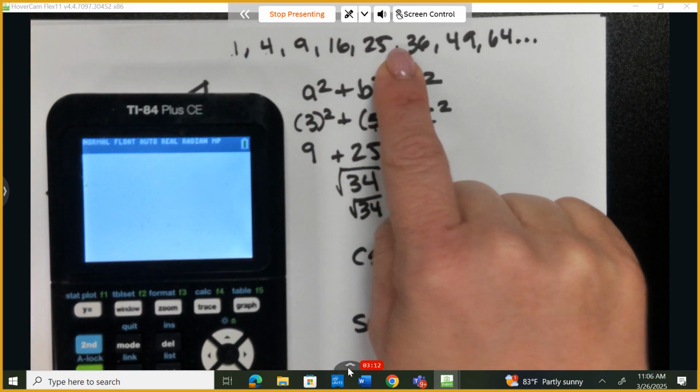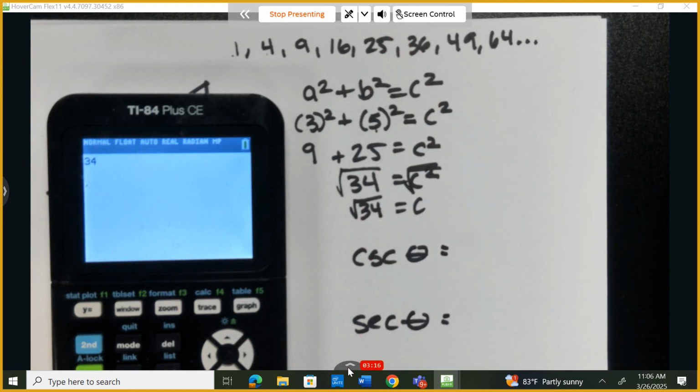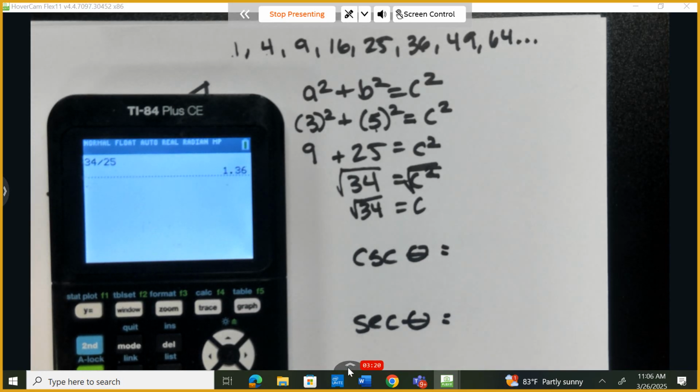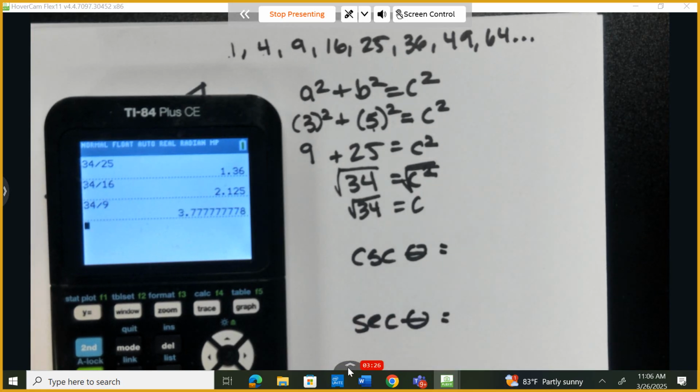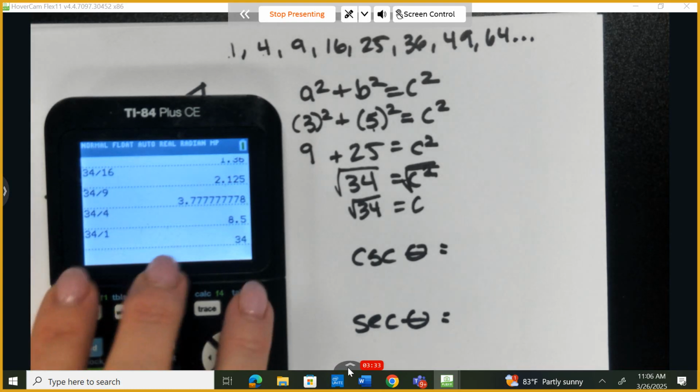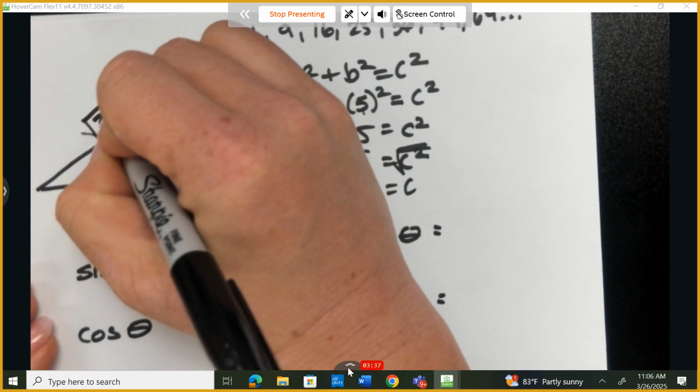So can everybody do me a favor? Take 34 and divide it by 25. If we don't get a nice whole number, I know 25 is not going to help me. It doesn't work. Now we're going to take 34 and divide it by 16. That doesn't work. 34 divided by 9 also does not work. And 34 divided by 4 does not work. I don't need to test 1 because dividing by 1 doesn't actually break anything down. So please go off to your triangle and write the square root of 34.